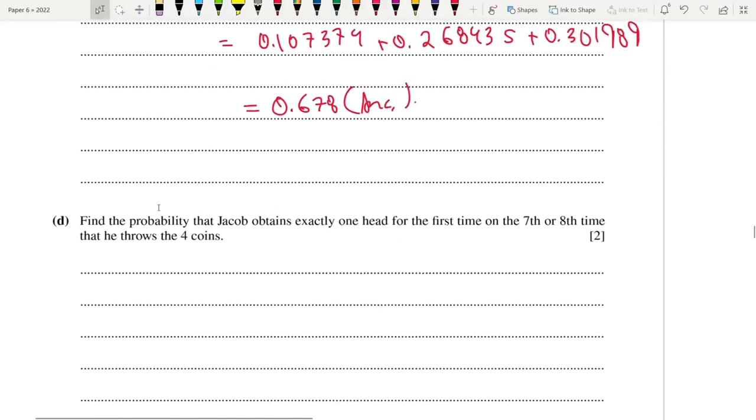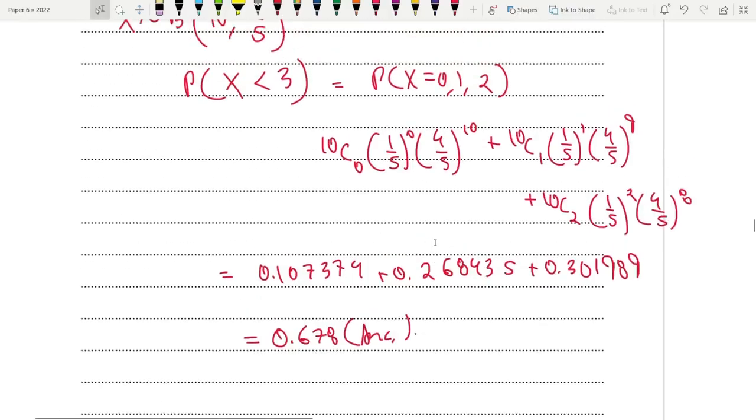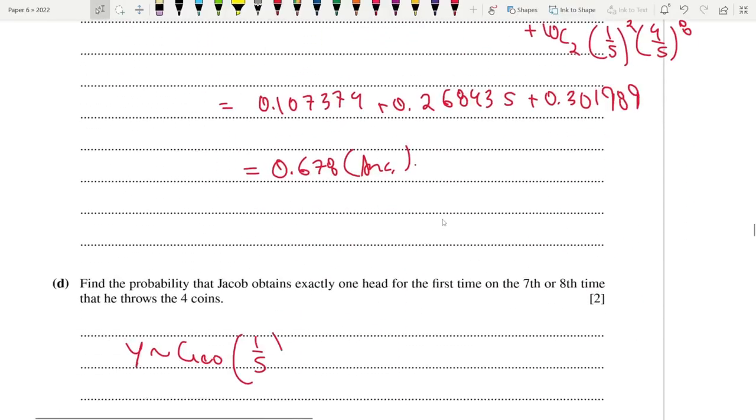Now find the probability that Jacob obtains exactly 1 head, okay, for the first time. So this indicates that this is a geometric distribution on the 7th or 8th time that he throws the 4 coins. Okay, so 7th or 8th time, you know. So this is basically a geometric distribution. We can say that Y is geometrically distributed where the probability of success is exactly one head. So that's 1 by 5, right? So 7th time or 8th time.